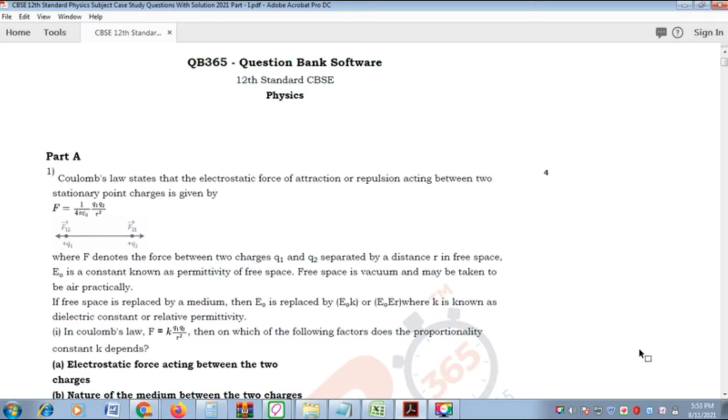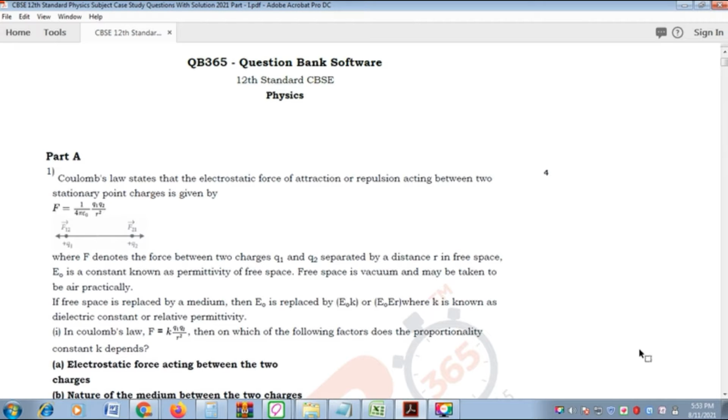Case study questions are the most updated question pattern in CBSE from last year, 2020 itself, so they will be a bigger part of the upcoming 2021 public exams. Students have no clue about case study questions, so we at QB365 are providing many questions with solutions, which is very helpful for students to write the exam in a superb way. Now we are seeing 12th standard physics case study questions.